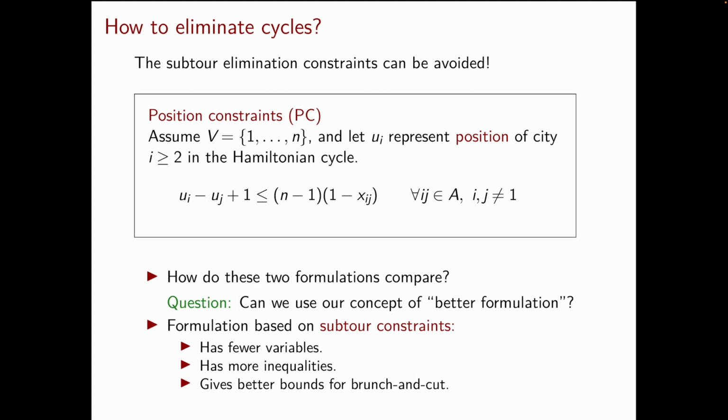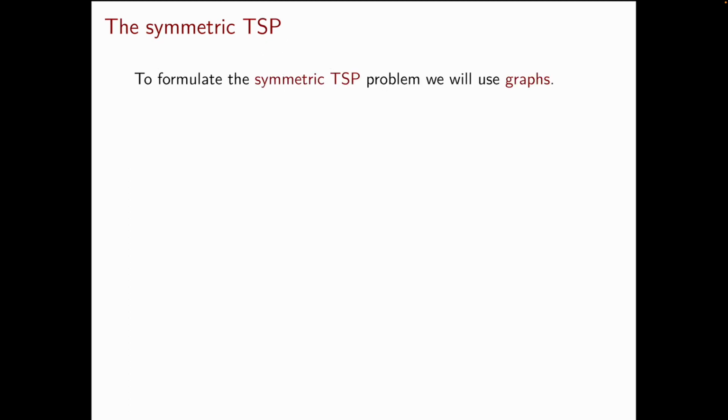From a practical perspective, the formulation based on subtour constraints gives better bounds for branch and cut. And this is why, among the two formulations, it is the one that is most used in practice, even though it is harder to use because it requires some kind of cutting plane method in order to deal with this large number of inequalities.